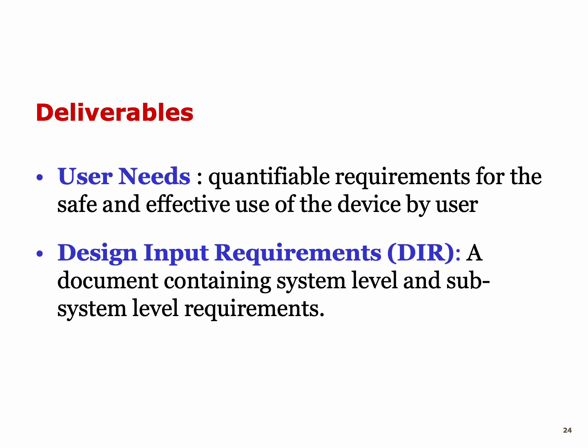Now, related to the deliverables, user needs are quantifiable requirements for the safe and effective use of the device by the user. A design input requirement, or DIR, is a document containing system level and subsystem level requirements. These are all documents that we need to have within our project. So before starting to create the design inputs.